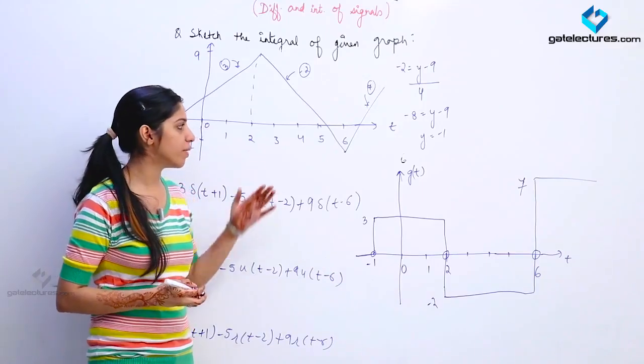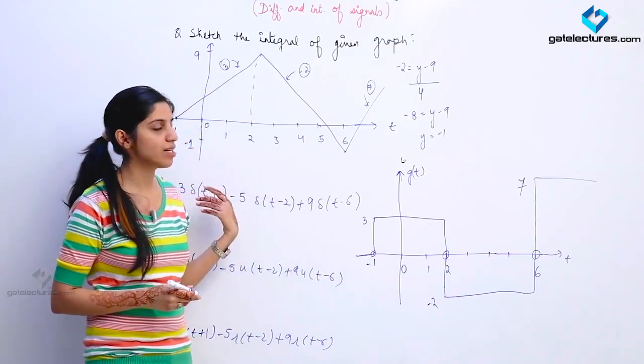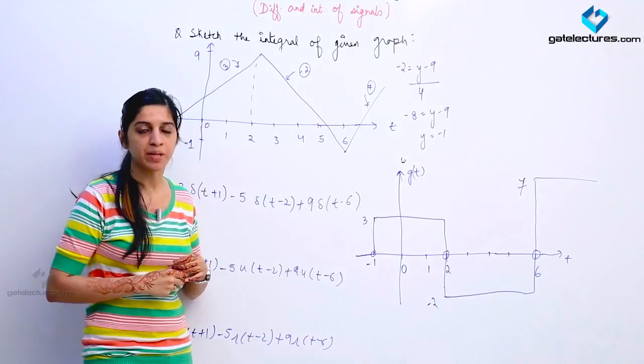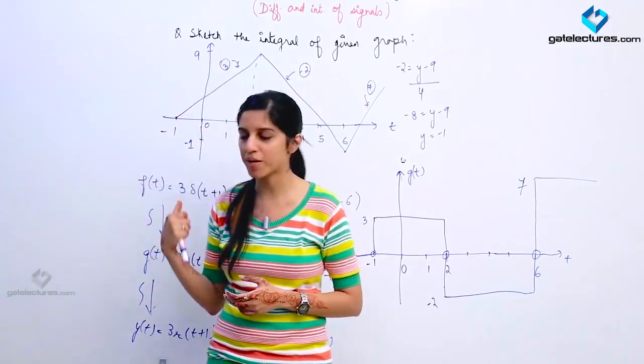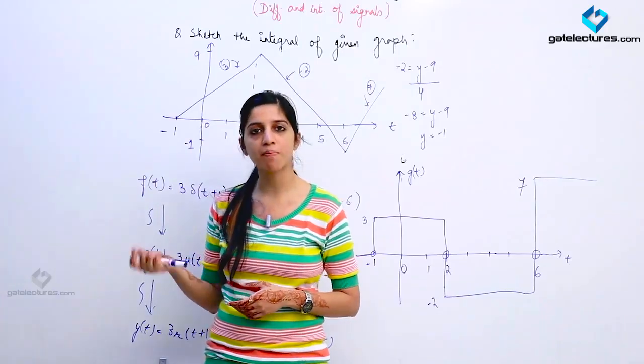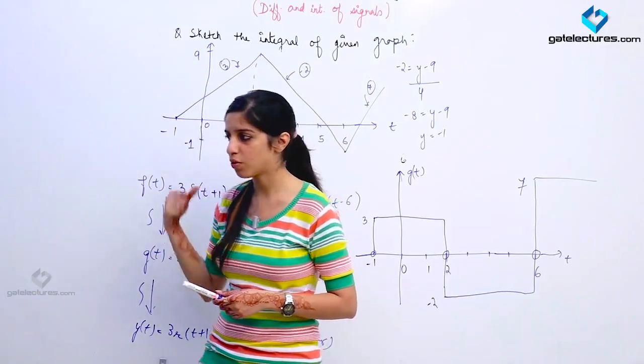Okay, so this is how we are expressing signals as differentiation or integration of each other. Now the same procedure we are following in discrete time signals also, okay. We can express them as difference or summation of each other. We are going to look at it now.